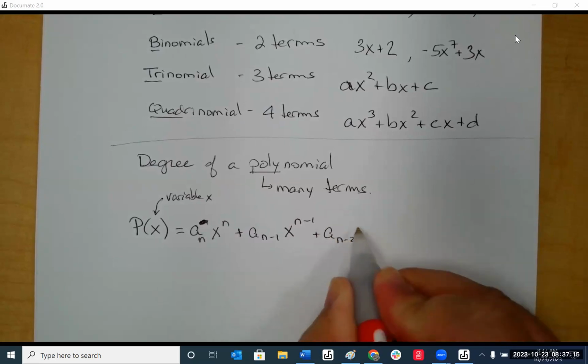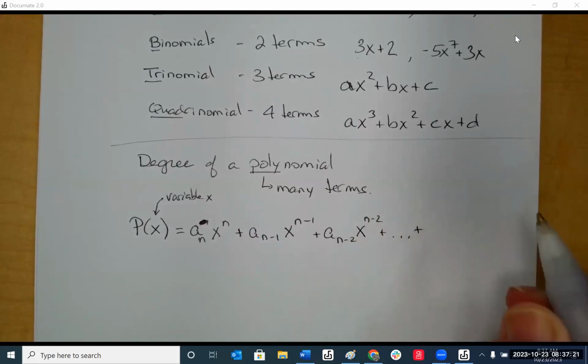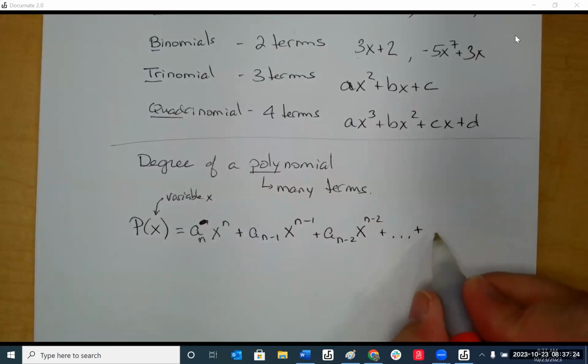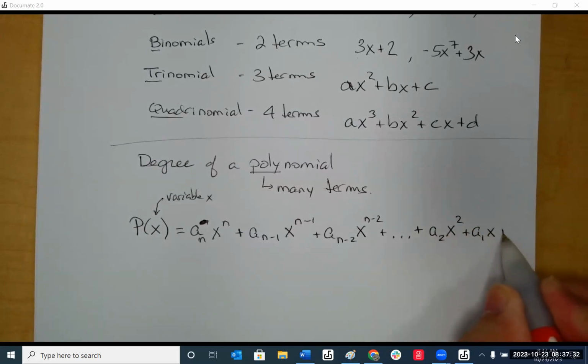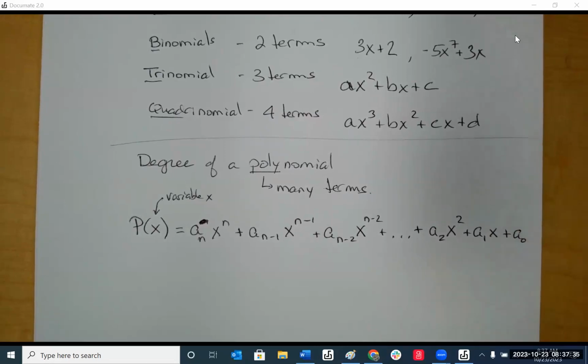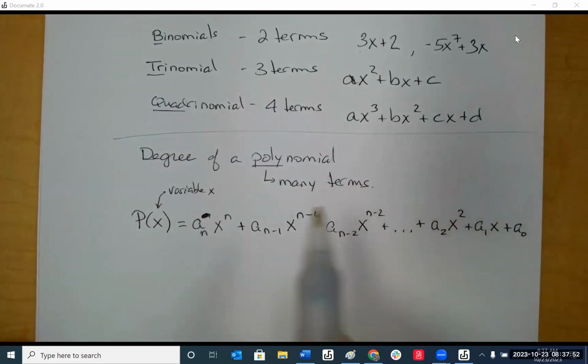A sub n minus 2 times x to the n minus 2, dot dot dot, a2 x2, a1 x1 and a0. That's a general form of a polynomial. n could be any number. For example, here we have an example. You notice how they go down in size.